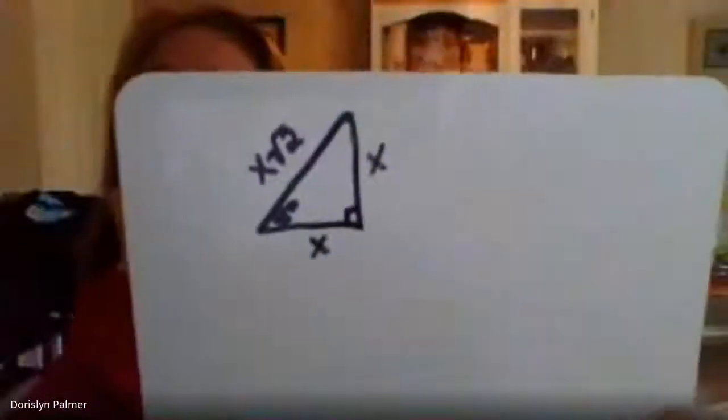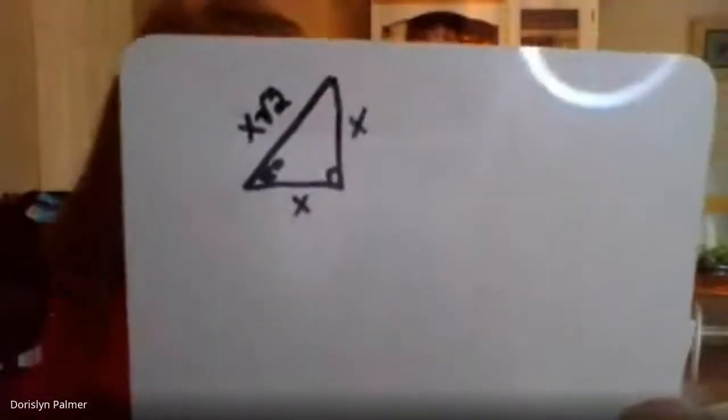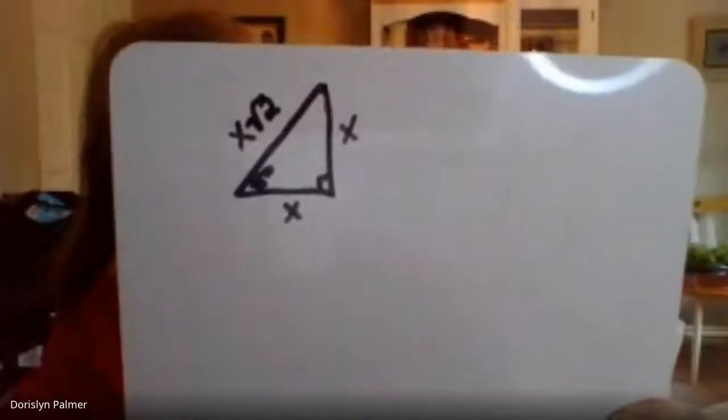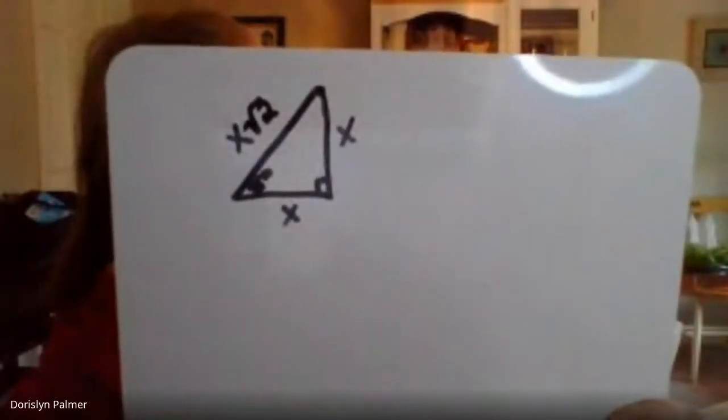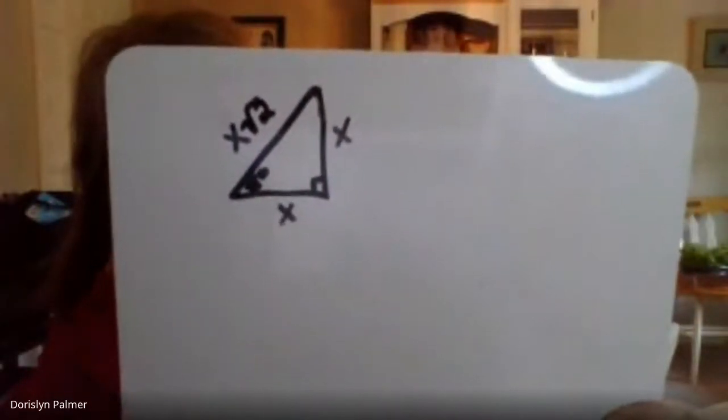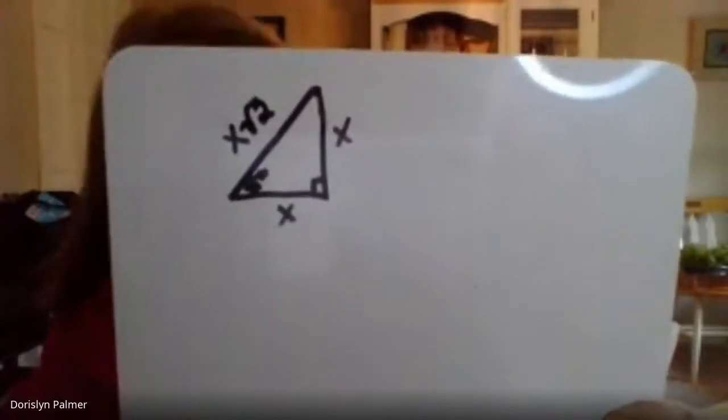Leg times root 2. So you're going to draw yourself a triangle, 45, 45, 90. We'll call the legs x. They're the same. And then Lily said our hypotenuse is x root 2.